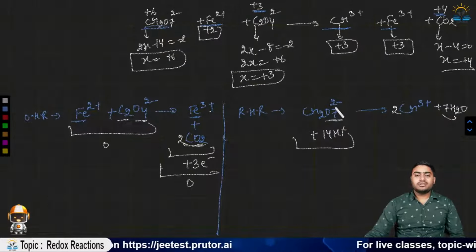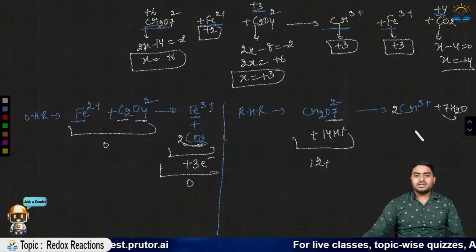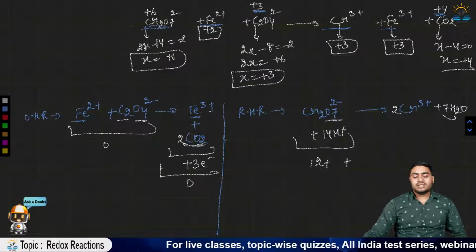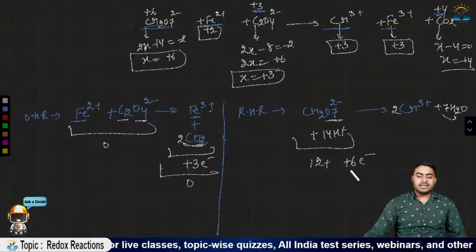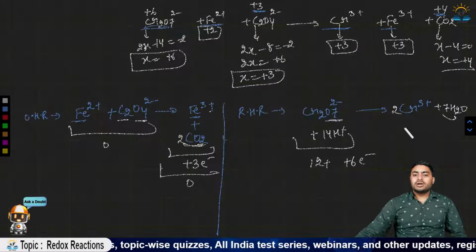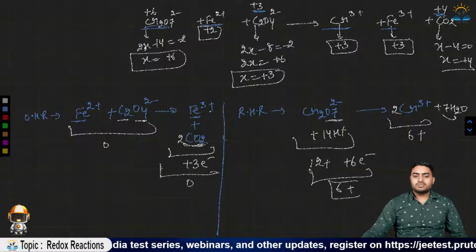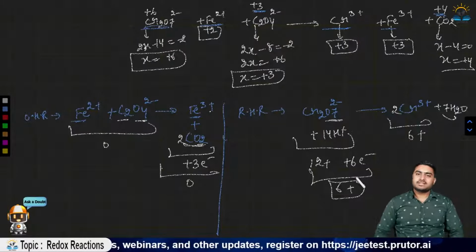So 14 H positive and 2 negative, so total 12 positive is here, and 2 into 3 is 6 positive, so you have to add how much? 6 electrons here. You have to add 6 electrons here, because total 6 positive extra is here. So if you add 6 electrons, it comes 6 positive, because 12 minus 6 is 6.